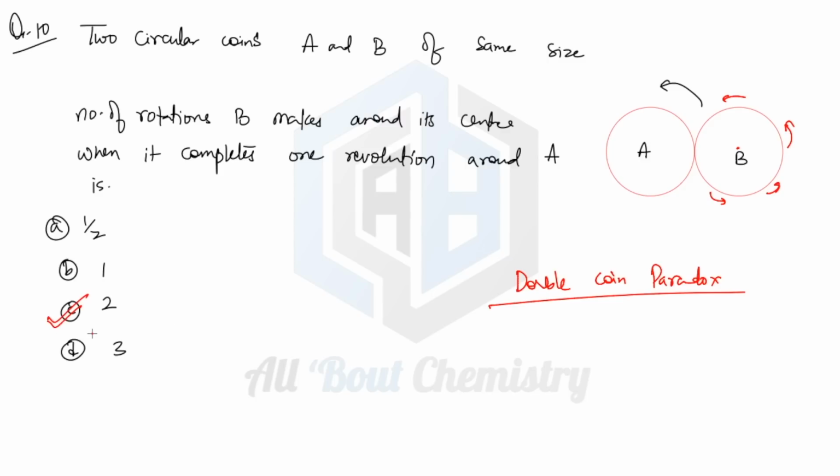Intuitively we think that because both of them are of the same size, it should only take one rotation. If you have a coin, you can try it on your own. You will see for yourself that B will make 2 rotations while going around A. So you can check it on your own.